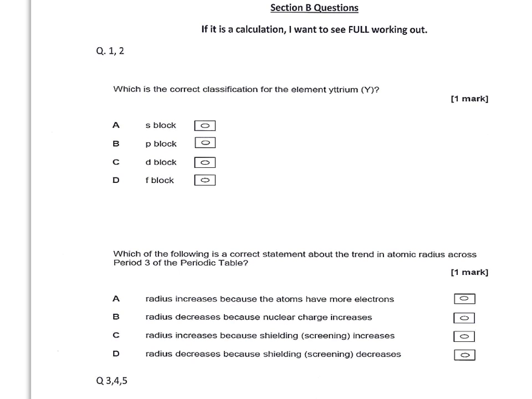which is the correct classification for the element yttrium. Yttrium, if you have a look, is in the central block of the periodic table, which is the D block.